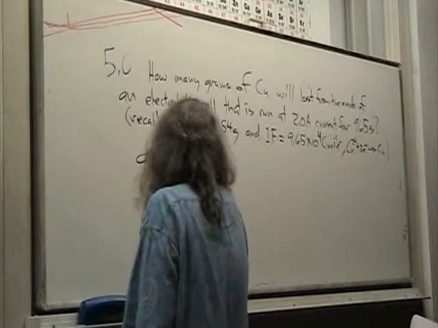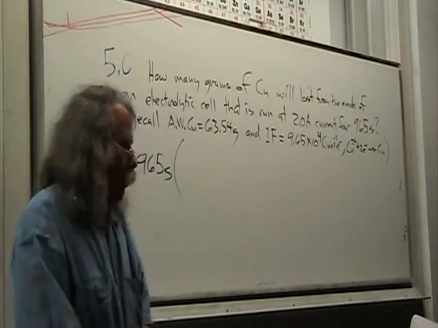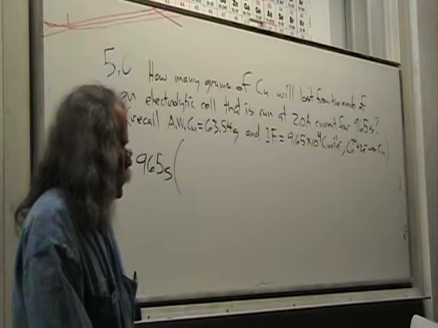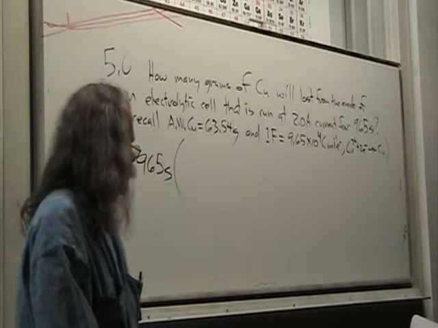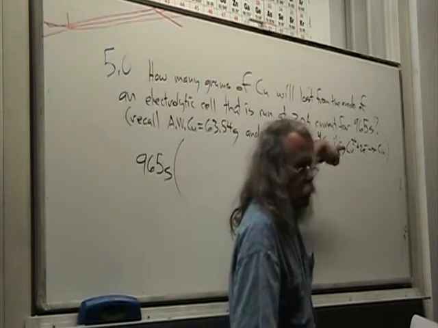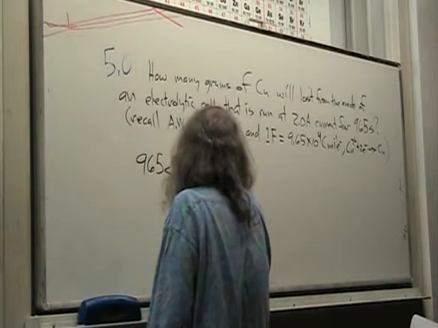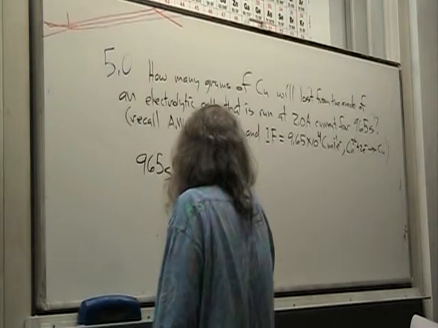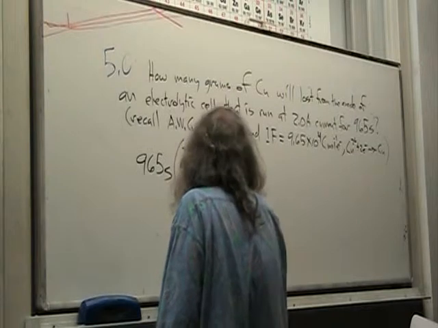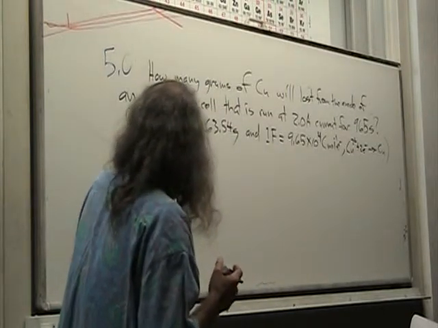965 seconds. And now I go from seconds to coulombs. Because 1 ampere is 1 coulomb per second, there are 2 coulombs for every 1 second. We have that information given. And now I'm in coulombs.